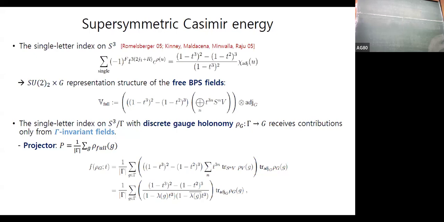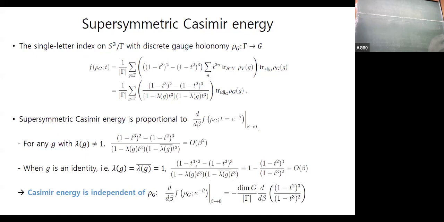And when you go from here to here, basically this lambda and lambda bar are nothing but the two eigenvalues of this 2x2 matrix. So basically you are doing plethystic exponentiation in your standard index computation. So you got this expression. The rho G is the discrete gauge holonomy we turned on. And as said, the supersymmetric Casimir energy is proportional to the derivative, taking beta to zero.